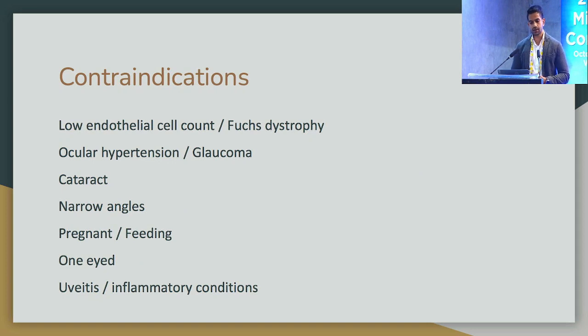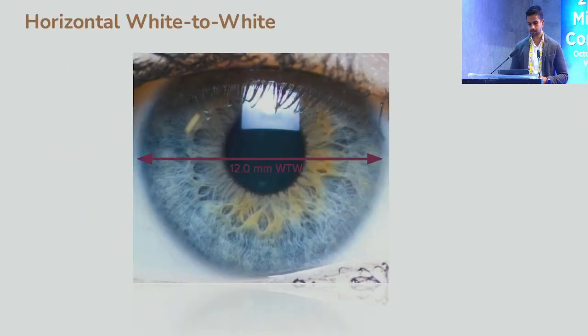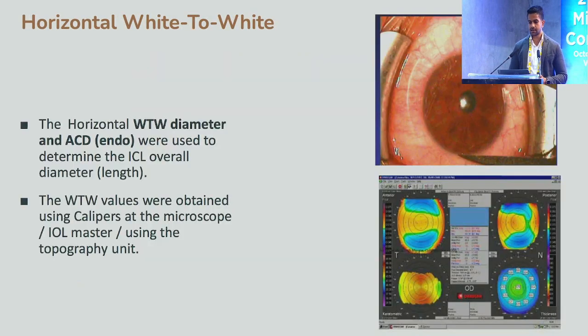Contraindications: any endothelial dystrophies, ocular hypertension, glaucoma, cataract, narrow angles, if the patient is pregnant or breastfeeding, one-eyed patients or any inflammatory conditions. So measuring the white-to-white is the most crucial part when you're doing your ICL surgery. White-to-white can be measured through your digital caliper, which is the most accurate. Of course, using a caliper, you can do it under slit lamp examination or your microscope.